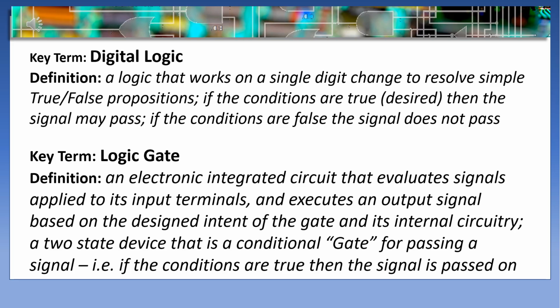Another term is logic gate. A logic gate is an electronic integrated circuit that evaluates signals applied to its input terminals and will execute an output signal based on the design intent of the gate and its internal circuitry. It is a two-state device that is a conditional gate for passing a signal. That is to say, if the conditions are true, then the signal is passed on.